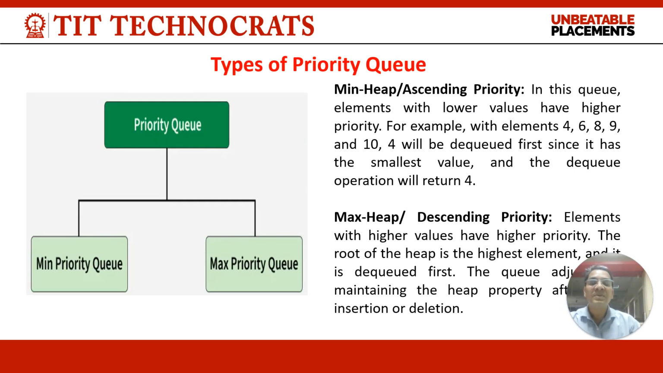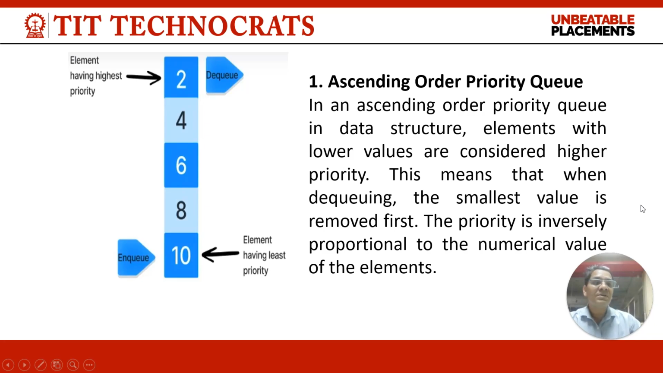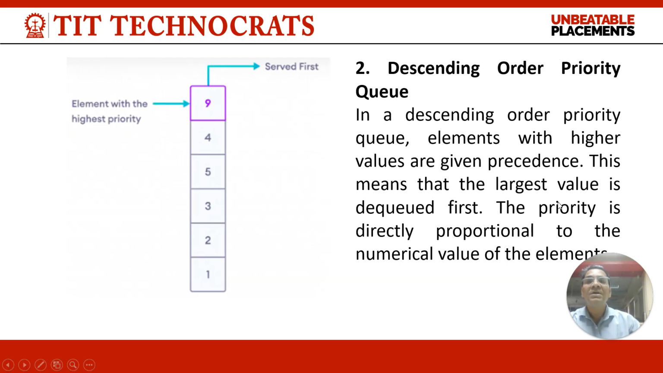Types of priority queue. There are two types of priority queue: the min priority queue, also called the ascending priority queue, and the max priority queue, the descending priority queue. In an ascending priority queue, elements with lower values are considered higher priority. This means that when dequeuing, the smallest value is removed first. The priority is inversely proportional to the numerical value of the element.